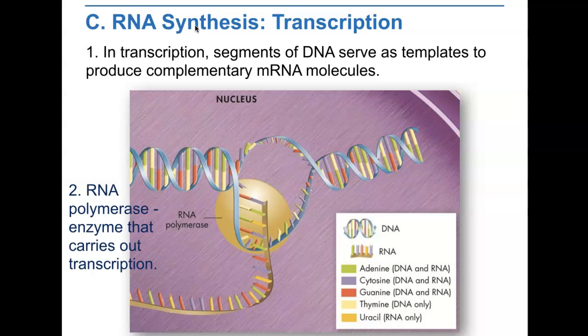A single DNA molecule may contain hundreds or even thousands of genes. However, only those genes being expressed are copied into RNA at any given time. The process of copying a base sequence of DNA to RNA is known as transcription. Transcription is similar to DNA replication, but the product is an RNA molecule instead of a duplicate DNA. The transcribed segments of DNA serve as templates to produce complementary RNA molecules.